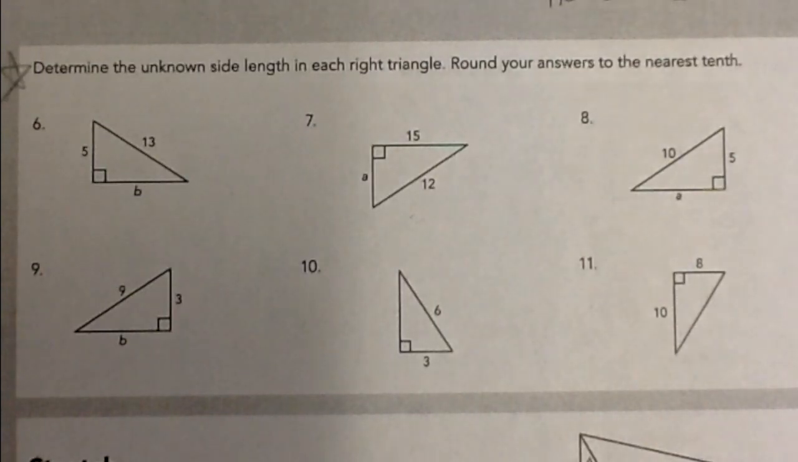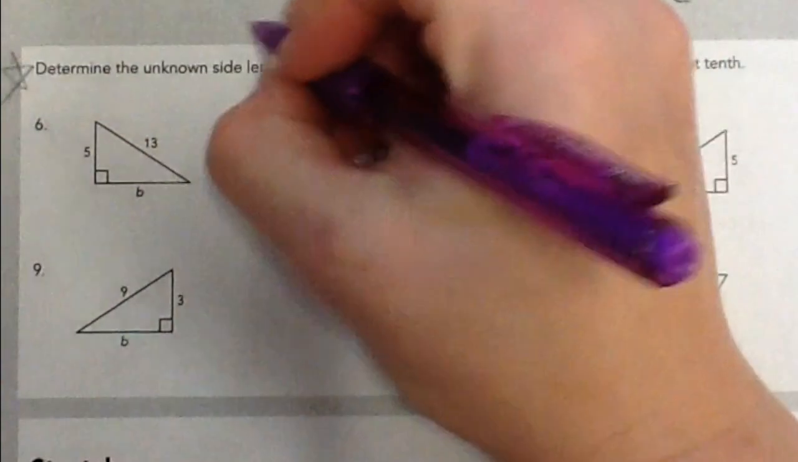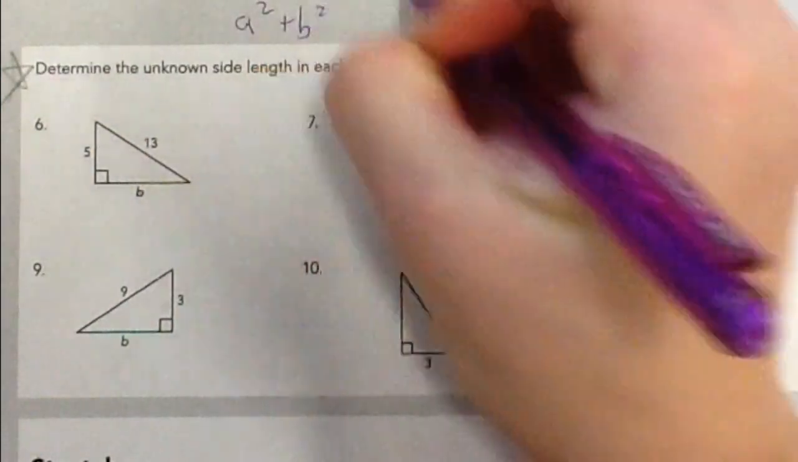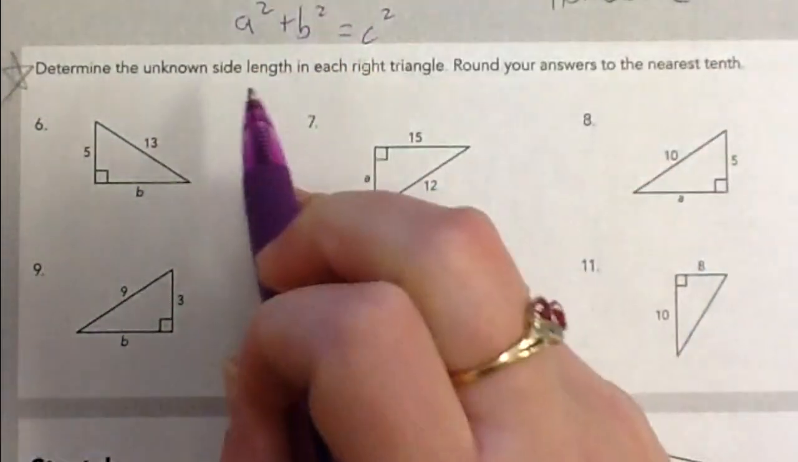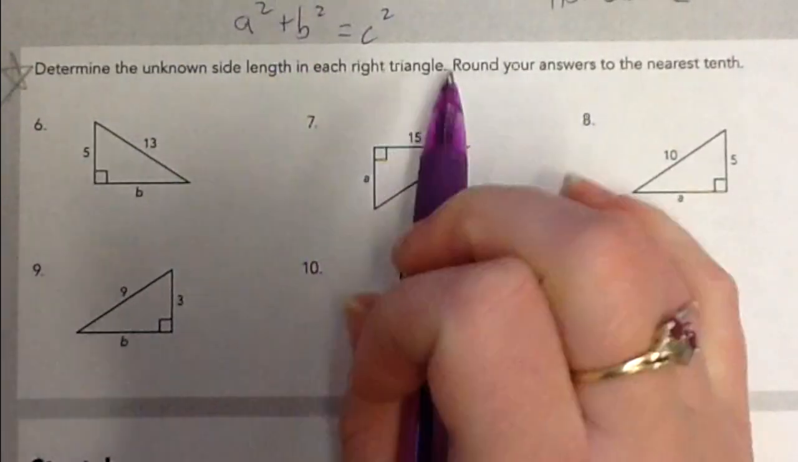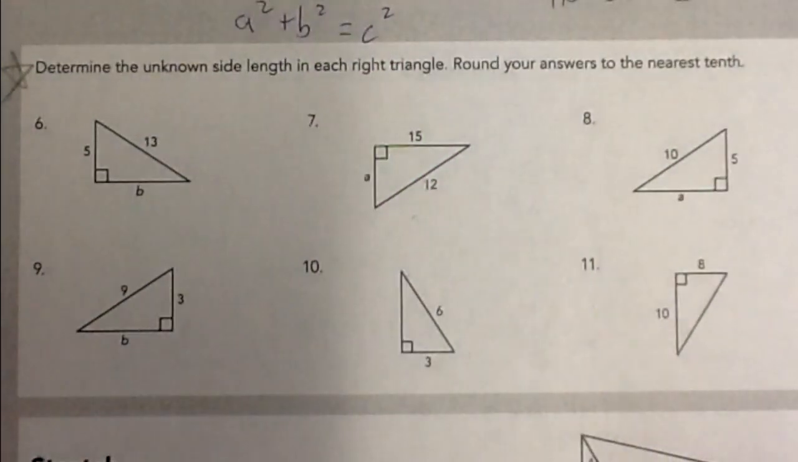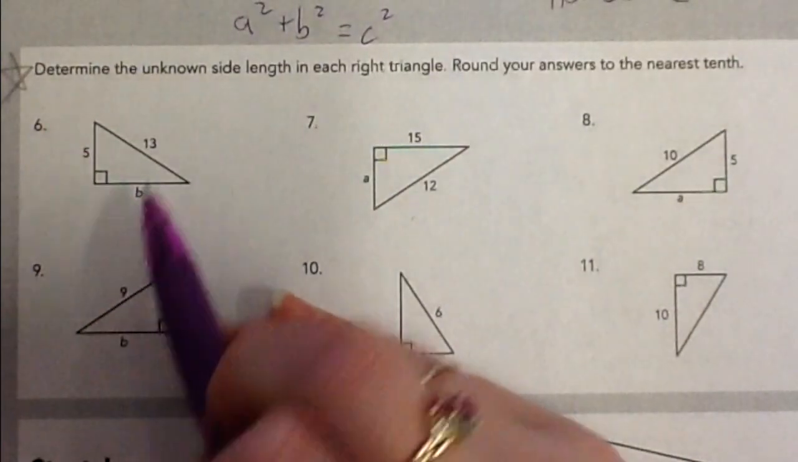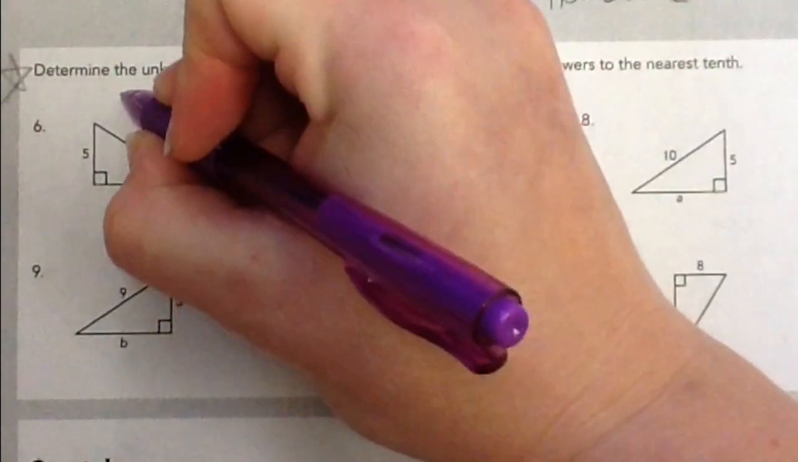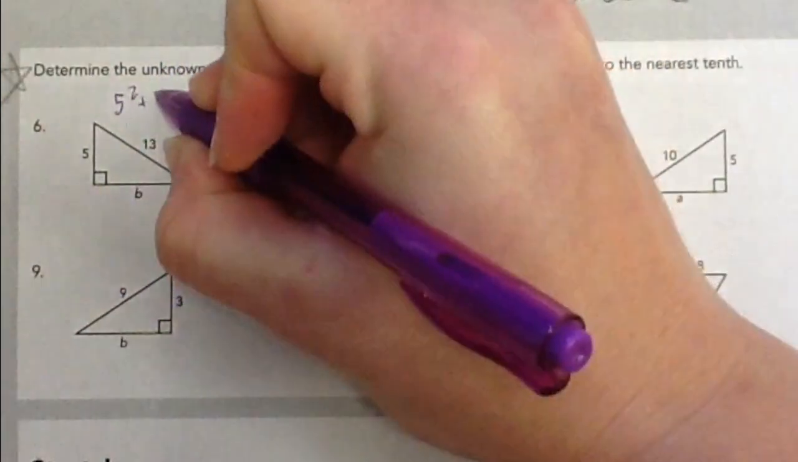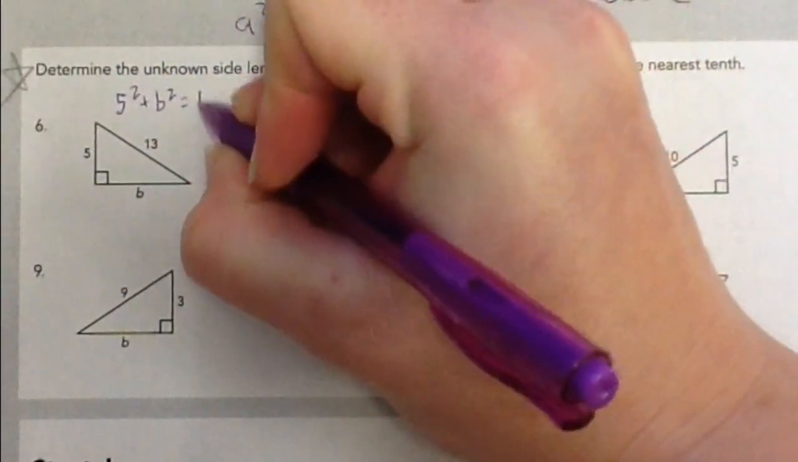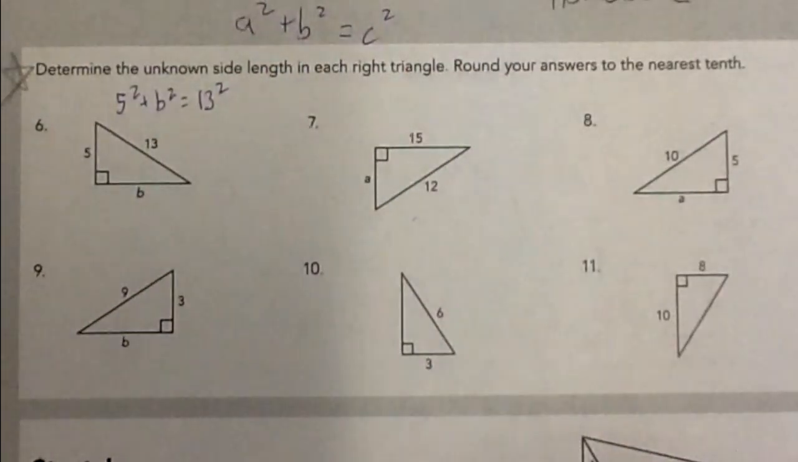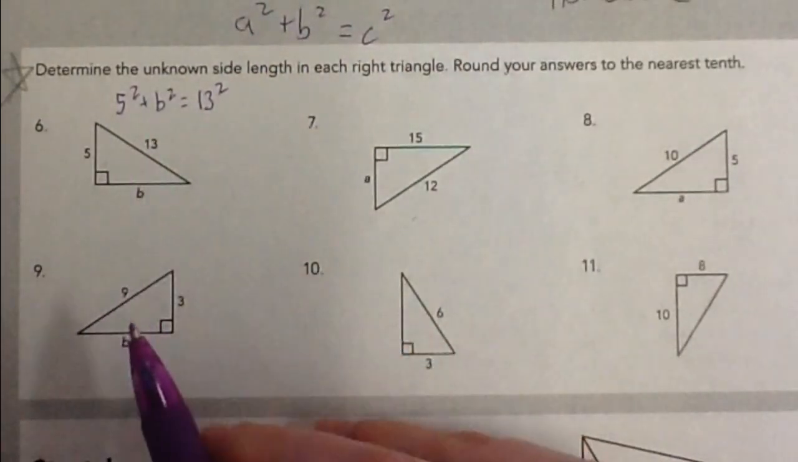So remember, the Pythagorean Theorem is a squared plus b squared equals c squared. Now, a and b are either of the side lengths, and c has to be the hypotenuse, the longest side length. So we're going to be using that to find all of the unknowns. If we start with 6, we have a 5, an unknown, and a 13. So in the equation, 5 squared plus b squared equals 13 squared. Now I plugged 5 in for a, but you could plug 5 in for b.